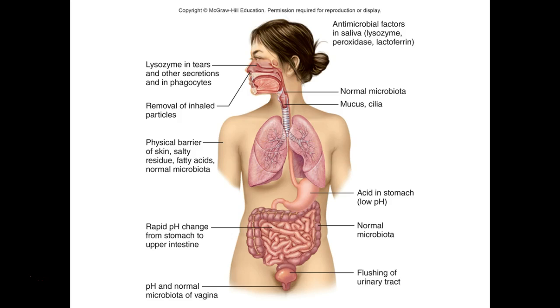The high acid content or low pH of your stomach, you actually make hydrochloric acid. This is a very strong acid. It denatures a lot of proteins. Very damaging. Most microbes cannot survive this environment. They are going to be killed and digested.